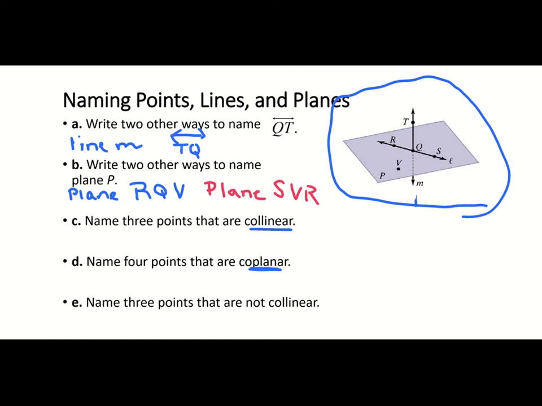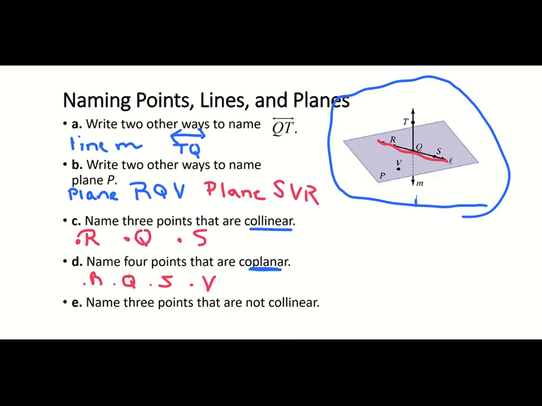Okay, next we need to name 3 points that are collinear. So 3 points that are all in a line. And that would be for this one. Here's our line where we have 3 points in a line. So 3 points that are collinear would be points R, point Q, and point S. All right, 4 points that are coplanar, all in the same plane. We're going to have again point R, point Q, point S, and then point V. Those are our 4 coplanar points.